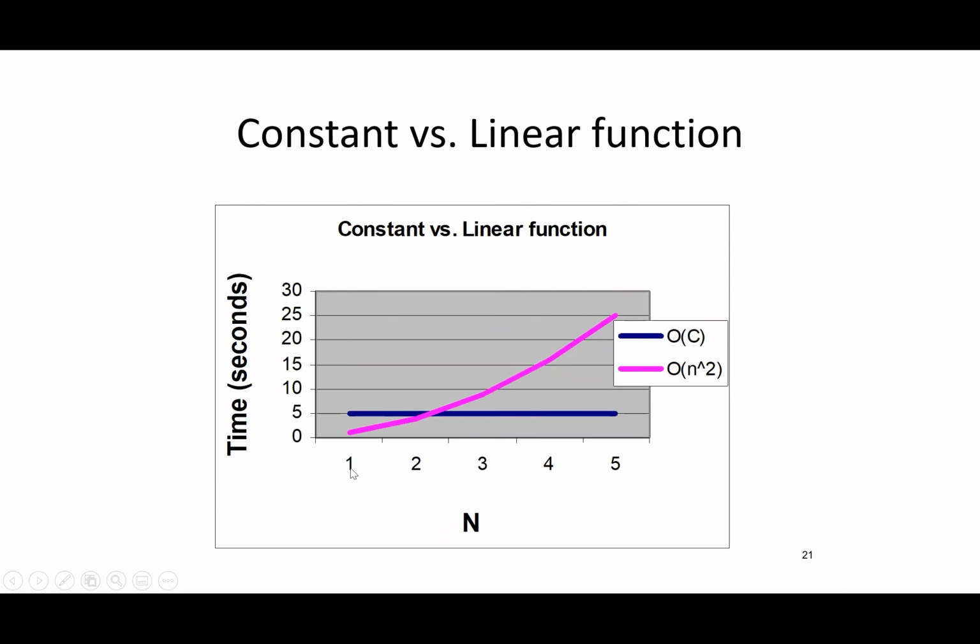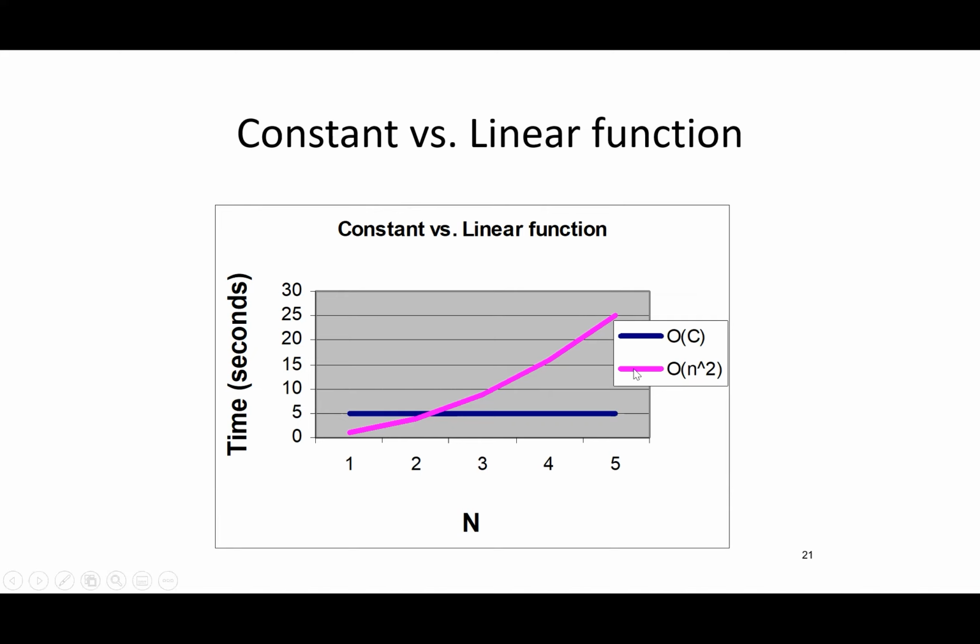Let's say your data size is 1, 2, 3, 4, and 5, and here is the time taken to run the algorithm as your data size increases. We can see that for the blue algorithm, the big O is order of C. So no matter what your n size is, the time taken to run is only 5 seconds. It doesn't increase, it remains the same. This is similar to how we calculate 1 to n using the formula. No matter what n is, I just need this formula to calculate the sum.